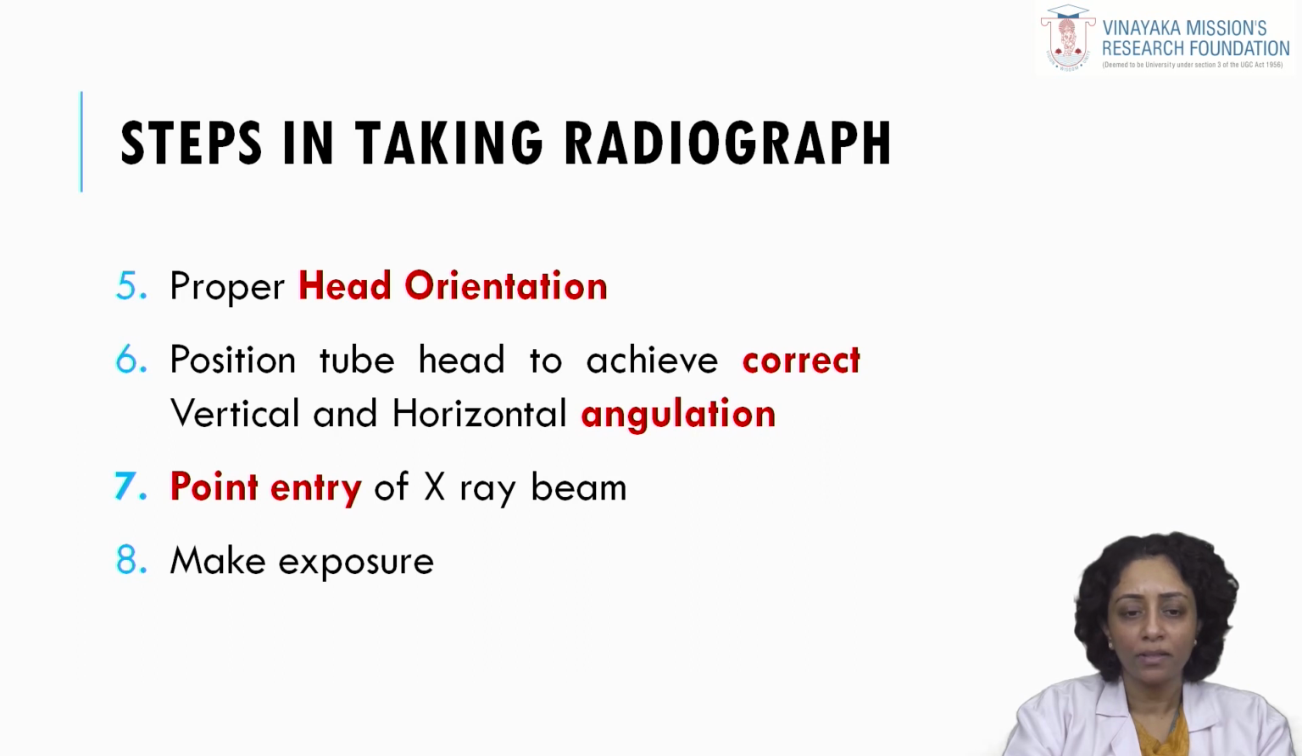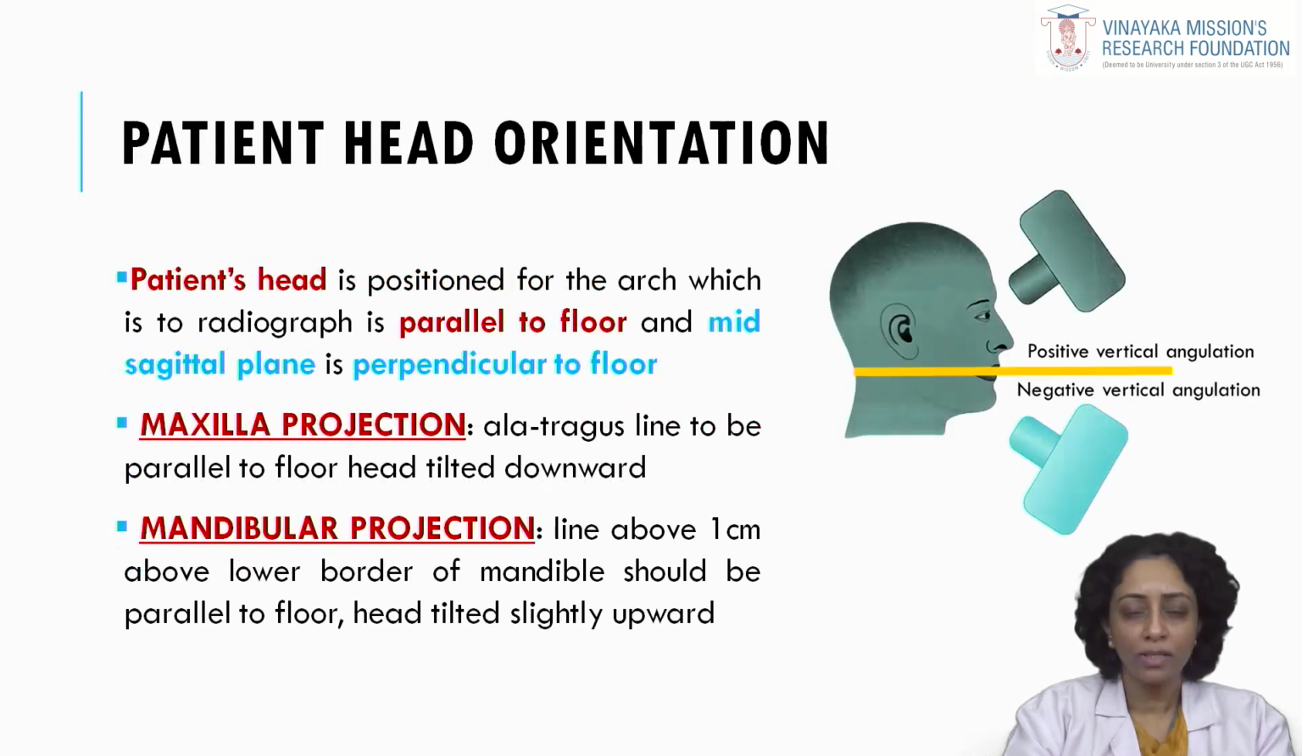Then the next step is the proper head orientation, and the PID device, that is the central beam passes through the position indicating device, and that tube head has to be placed correctly to achieve the vertical and horizontal angulation in this technique. Then we have to take care of the point of entry of the X-ray beam. Once we follow all the steps, then we have to proceed to the exposure. So the first step we'll go into in detail, that is the patient head orientation.